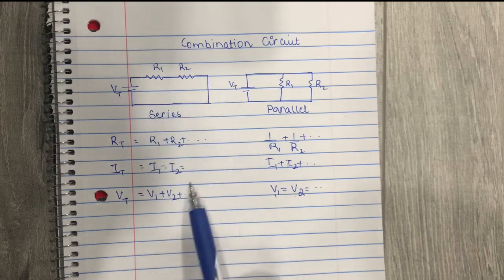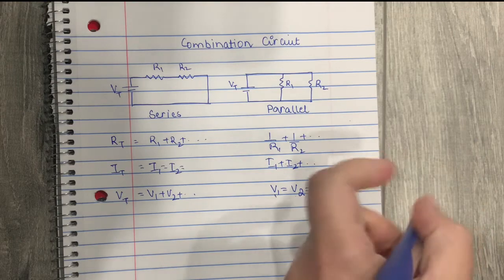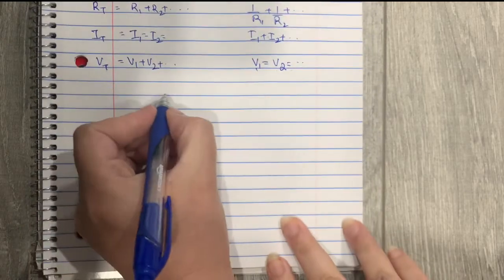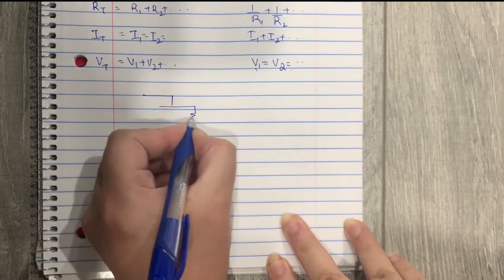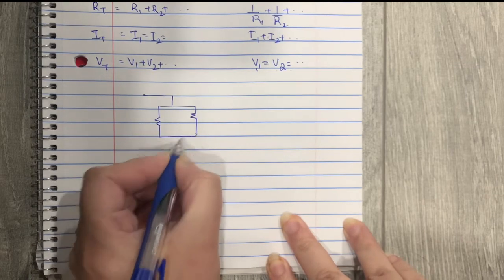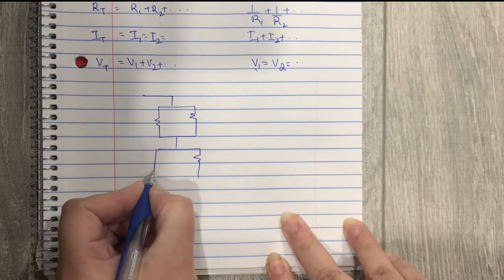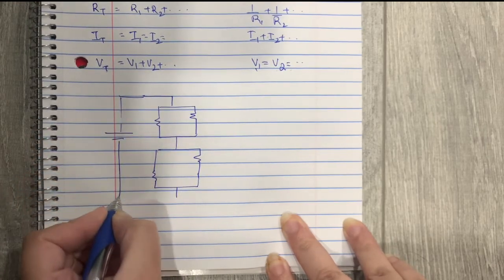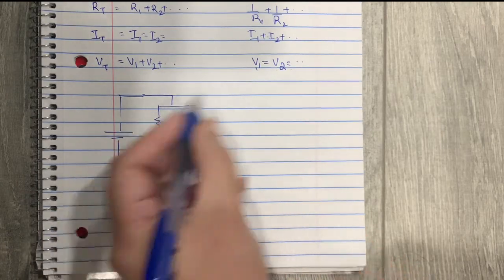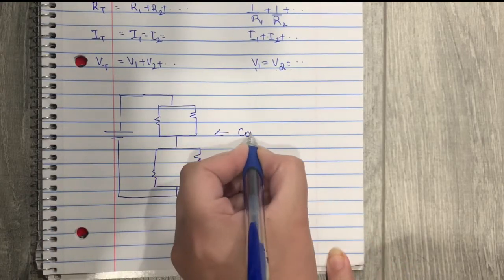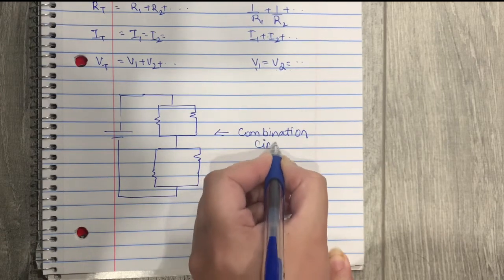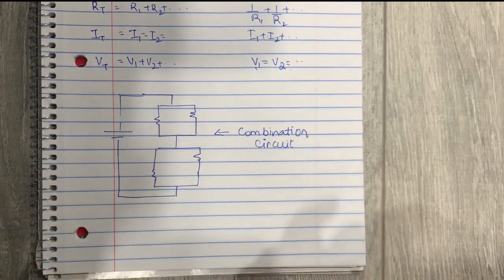Now let's see how we use the information given to us by a series and parallel circuit in a circuit known as a combination circuit. If you see a circuit like this, the one that I'm making, it is neither a series nor a parallel circuit. It is a combination of both, and as I told you, such a circuit is called a combination circuit. And today we will study how to solve such a circuit using Ohm's law.